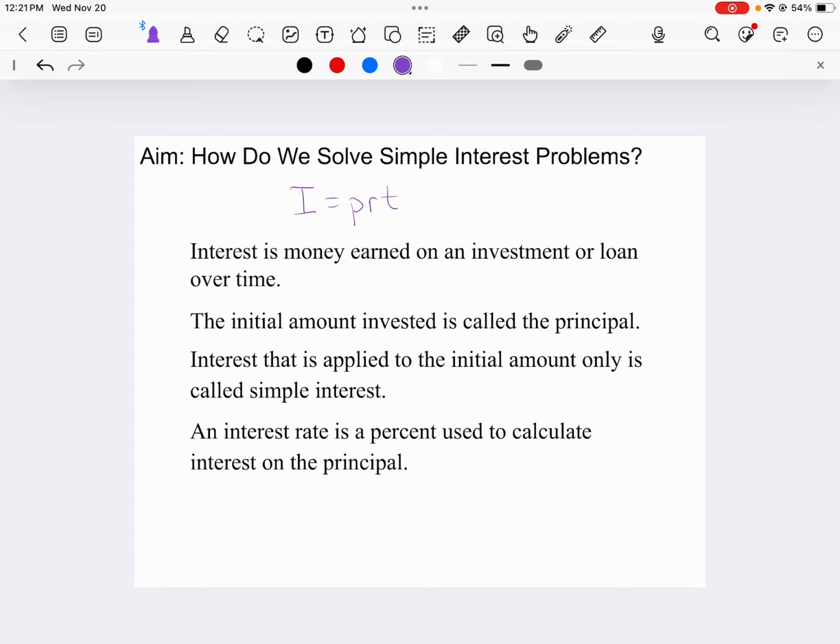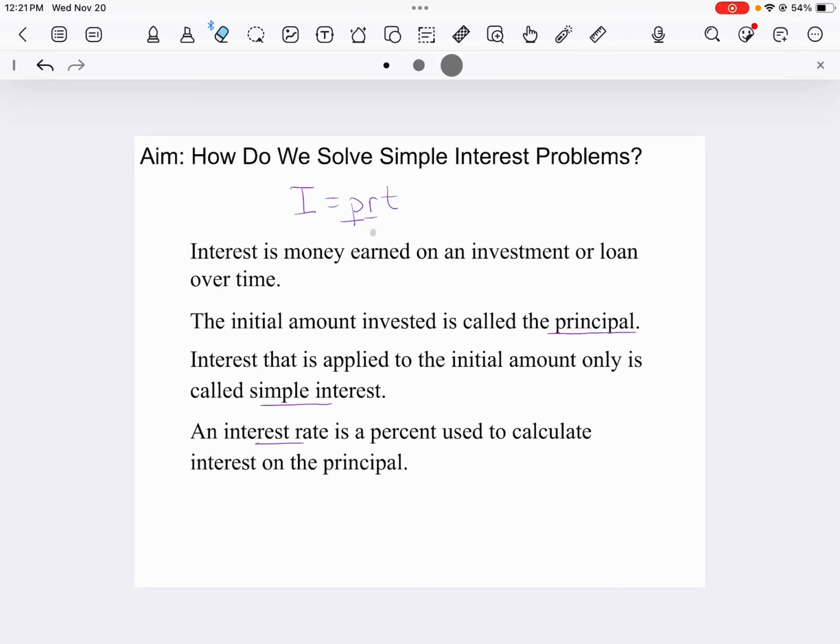The initial amount invested is called the principal, and that's the P in our formula. The interest applied to the initial amount only is called simple interest. So it's only applied to the initial amount, to the principal, no matter how long it's in the account for. And the interest rate, or the R, is the percent used to calculate the interest on the principal. And T stands for the time.